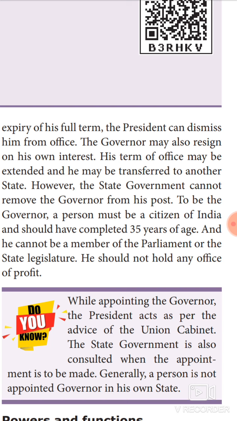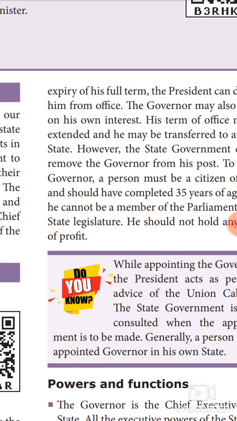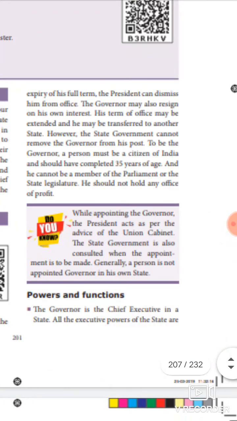To be the governor, a person must be a citizen of India and should have completed 35 years of age, and he cannot be a member of the parliament or the state legislature. He should not hold any office of profit. This is the qualification of the governor. So the governor is the head of the state.